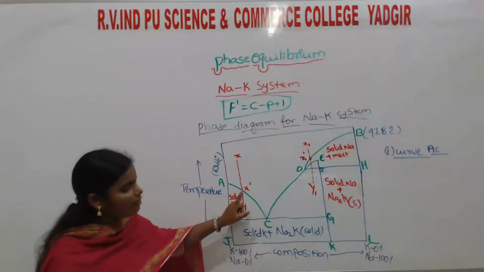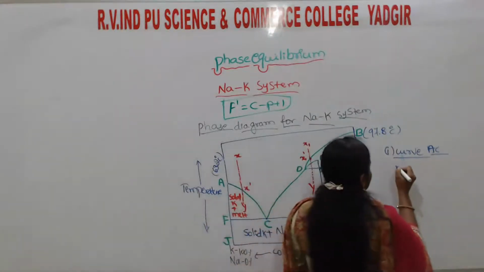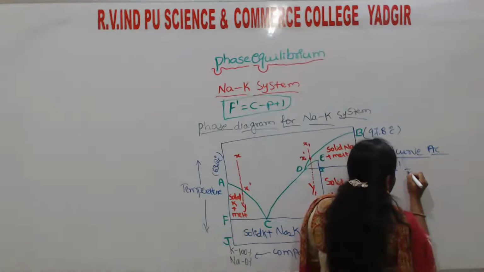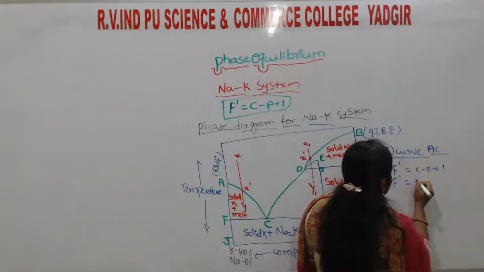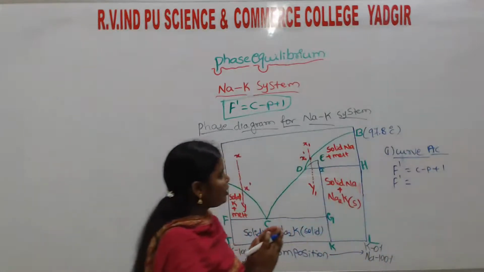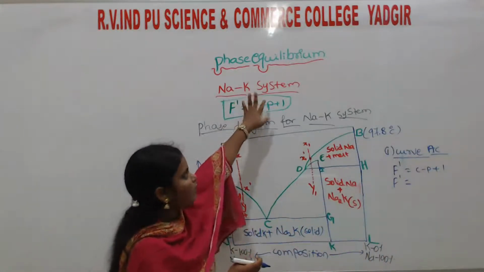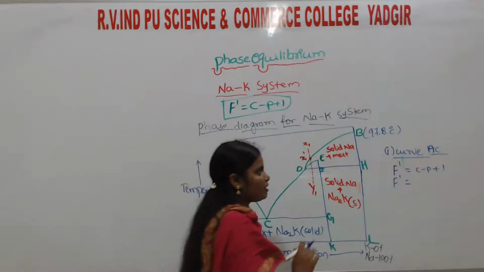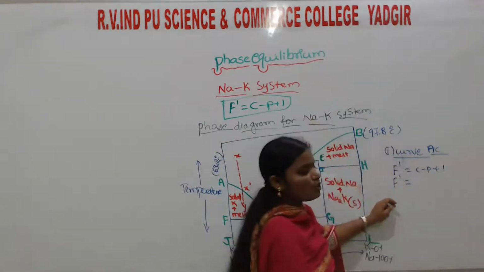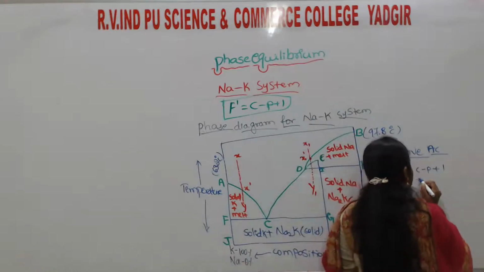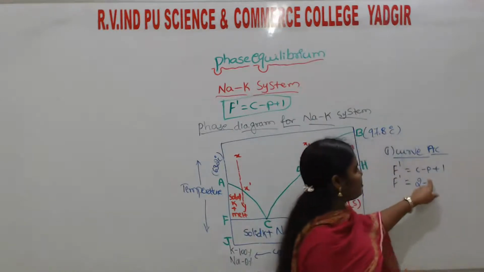According to this curve, applying the reduced phase rule, F' = C − P + 1. Here you know the number of components is 2: one is sodium, another is potassium. Two species are present. In a chemical situation, you have to write the two components. With two components, this is 2 − P.